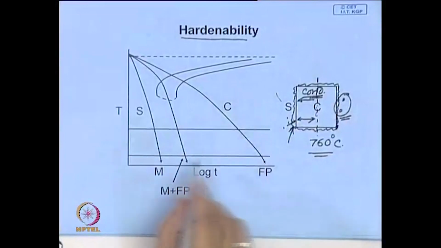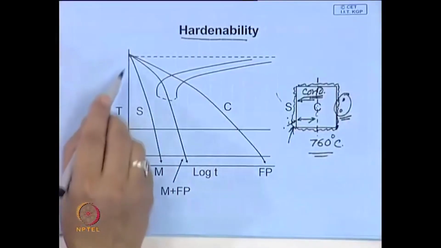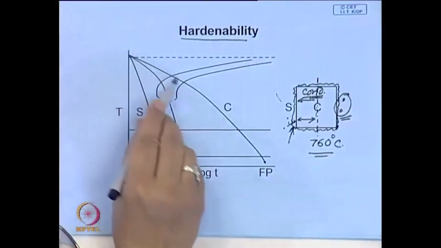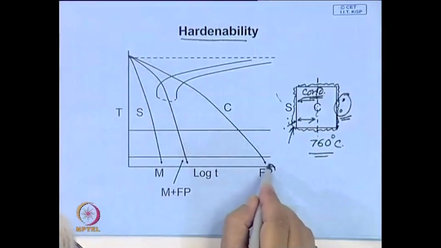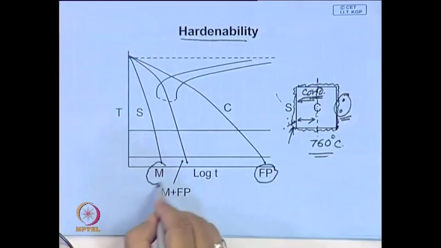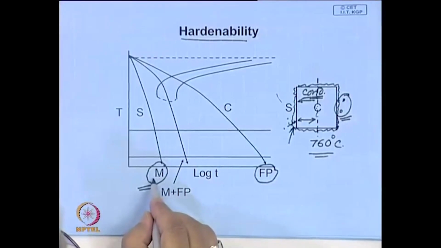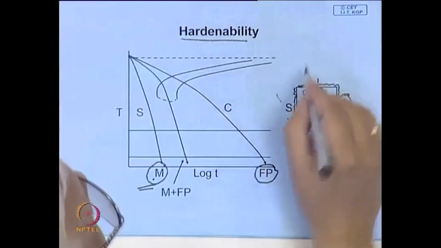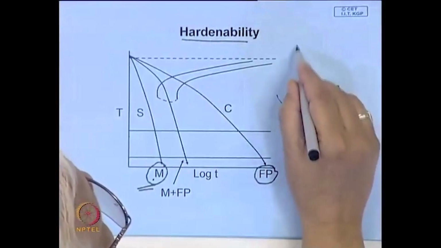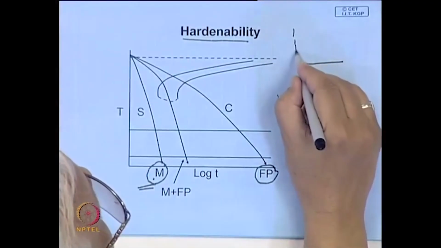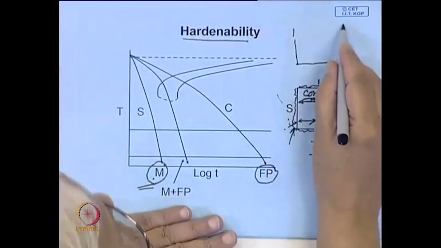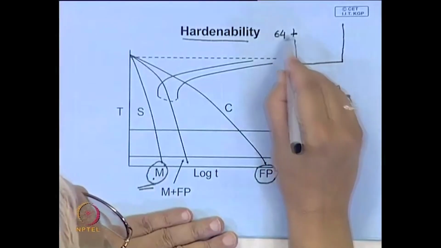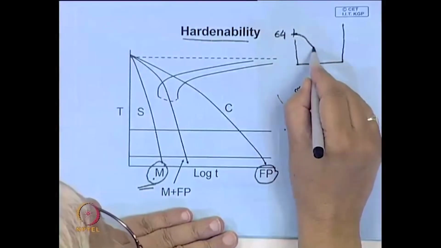surface quite rapidly. If you plot the cooling rate, you may find that the surface is cooling like this, whereas the core is cooling like this. In the core you will get a structure made up of fine pearlite, and at the surface you will get martensite. So, you have a hard surface and a soft core. If you plot the hardness along this direction, this is the job. At the surface you have high hardness, maybe 64, but as you go to the center the hardness drops.